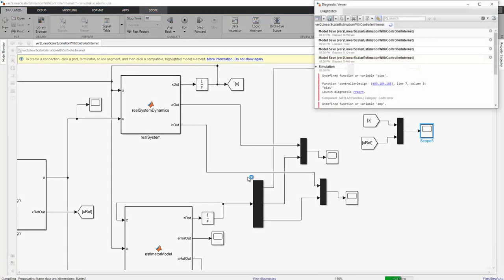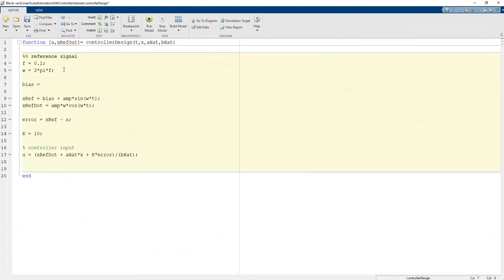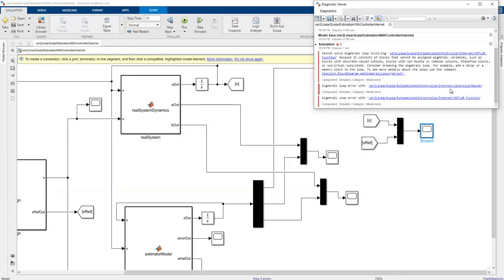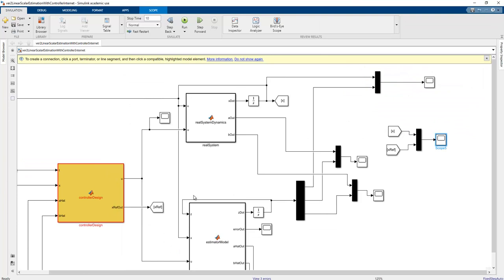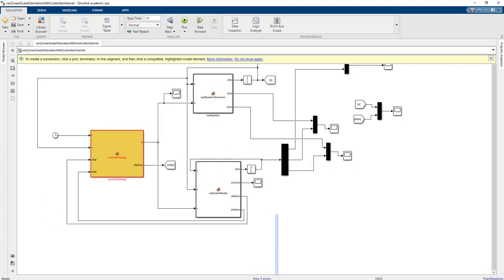Okay, and then if I run this code, okay, bias is not included in here. The bias value is 5 and the amplitude value is 2. Okay, they are arbitrary numbers, you may choose anything in here. And so if I run this code, X ref out should be assigned at this moment, and X ref should be assigned. Okay, and so if I run this code, an algebraic loop error is given at this time because the A hat and B hat values are not generated in this model right now.